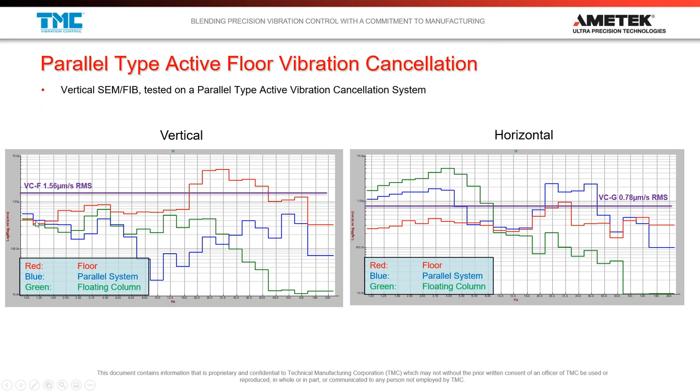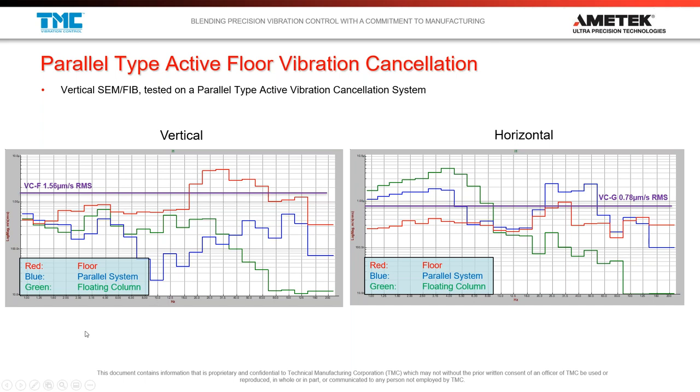When you look at these graphs, we're looking at 1/3 octave frequency on the x-axis, and magnitude in meters per second on the y-axis. The red curve shows the measurement of the floor. The green curve shows the measurement of the floor on top of the floating column. Remember, these instruments have their own internal air isolators that are floating. And the blue curve shows the measurement at the top of the system. What we see here is red frequencies in the floor that are roughly 25 to 60 hertz, high frequency problems.